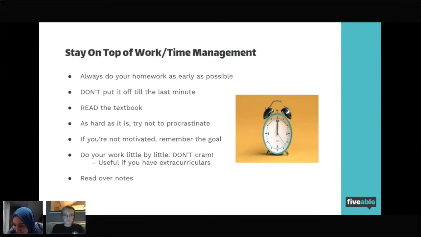And I think Donald put a link in the chat for how to plan your day and how to organize it so you're not just cramming everything. So I can link that into the slideshow for you guys.